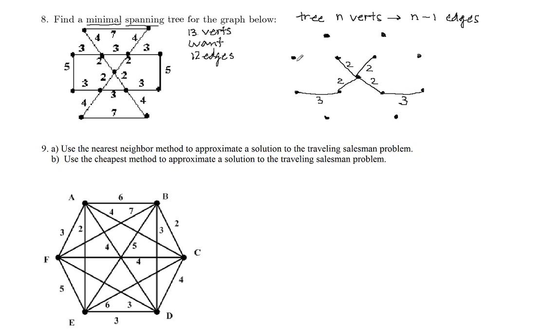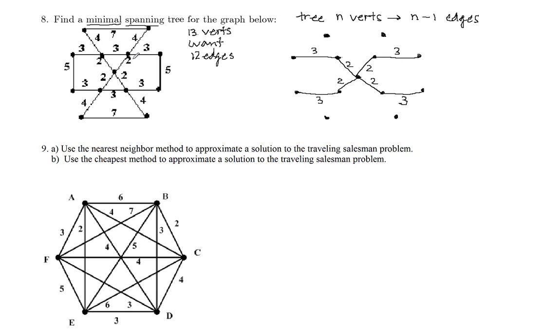And then up here, these edges were 3s. So we can add this 3. That's okay. No cycles. This one, again, we can't add because it makes a cycle right there. And then this one we can add. That's a 3.